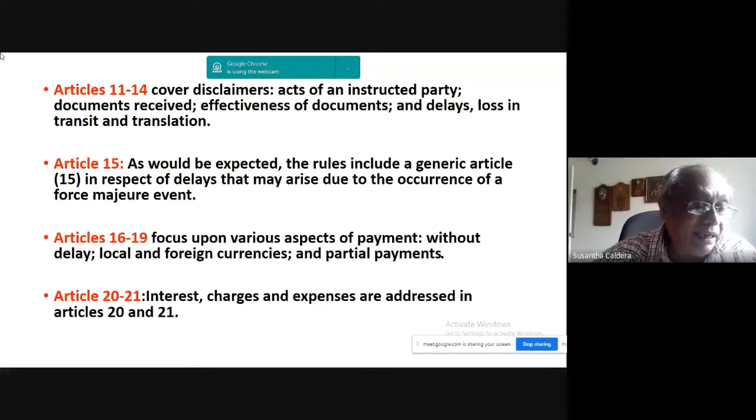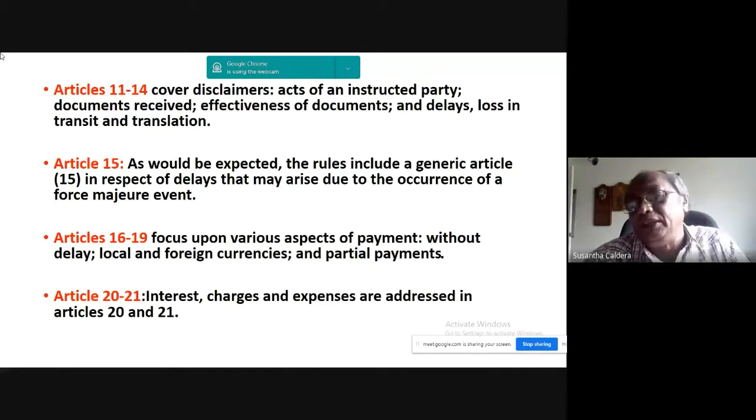Then Article 19, partial payments. Article 19, very common one. Always you get questions on Article 19. Very common one. Again, Article 19B.